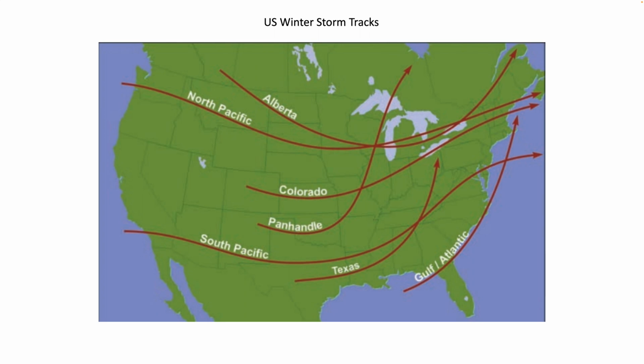So if we take a look at some of the winter storm tracks that we see over the United States, and this is straight from the text, it basically gives you, let me see, 2, 4, 6, 7 different predominant storm tracks that impact the United States, but primarily the central and eastern United States. And you can see that most of these storm tracks kind of miss Ohio.